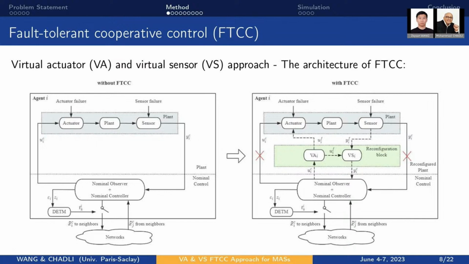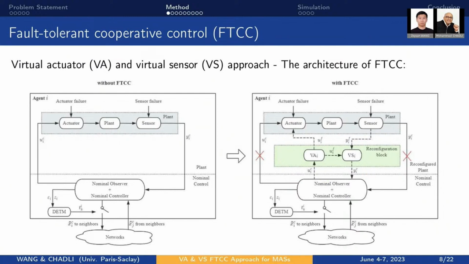The left figure is a nominal control without FTCC. The plant outputs Y_IC to the controller and gets the input U_IC from the controller. The controller takes the Y_IC as the output and, together with the event-triggered mechanism DETM, generates the input U_IC for the plant. And on the right-hand side is the fault-tolerant cooperative control. Notice that now we insert an additional green block between the faulty plant and the nominal controller. This green block is called the reconfiguration block, which includes the virtual actuator and the virtual sensor. Notice that the original channels of U_IC and Y_IC are deprecated. Instead, they are moved to these channels between the nominal controller and the reconfiguration block.